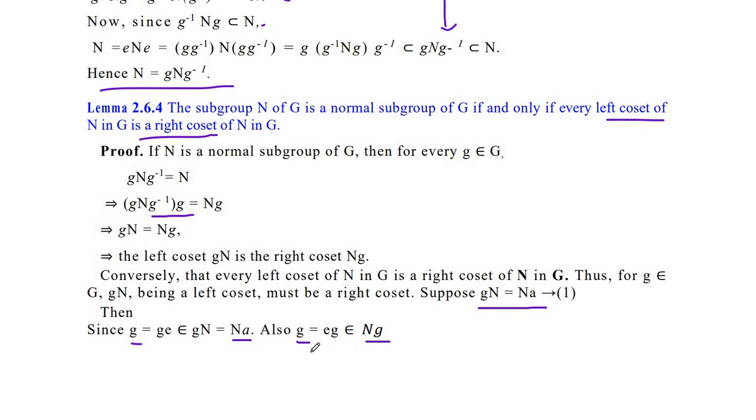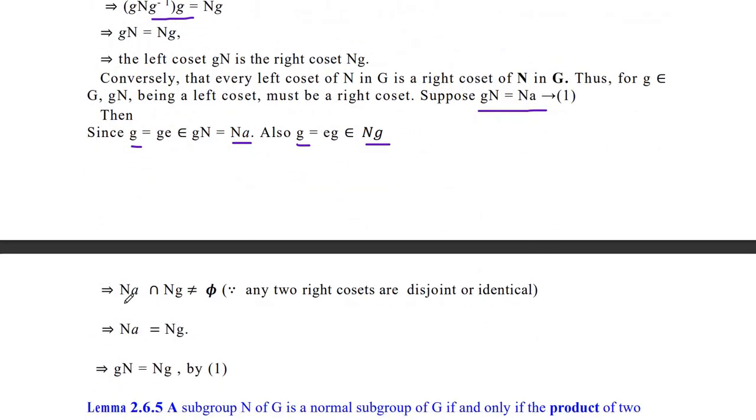We know already that any two right cosets are disjoint or identical. So here they are not disjoint because g belongs to Na as well as Ng. So we have Na intersection Ng being non-empty. There is no other way, Na has to be equal to Ng because any two right cosets are either disjoint or identical. So if Na equals Ng, from here we get gN equals Ng.